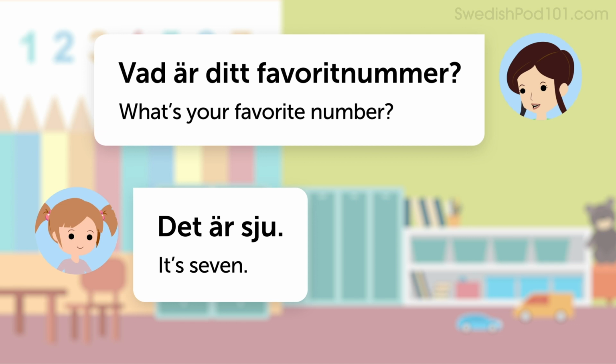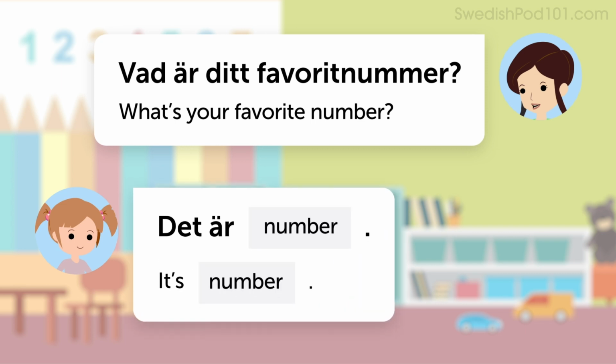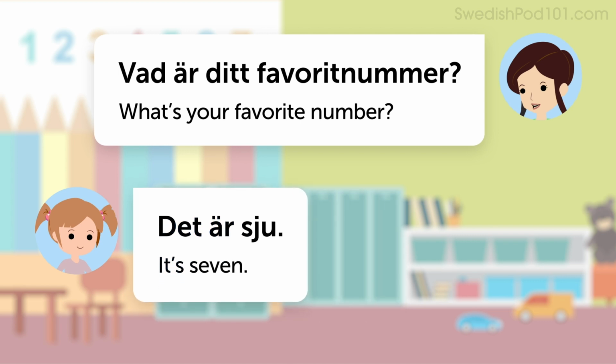First of all, you'll need to learn how to say, what's your favorite number? That's Vad är ditt favoritnummer? Listen to it again. Vad är ditt favoritnummer? Now, how do you answer this question? The pattern is Det är, then the number. It's number. For example, it's 7. Det är 7.